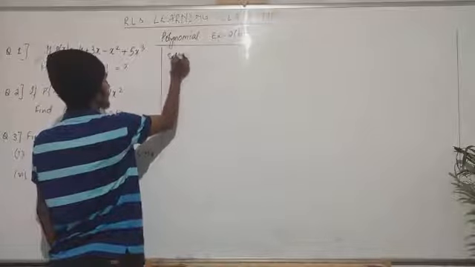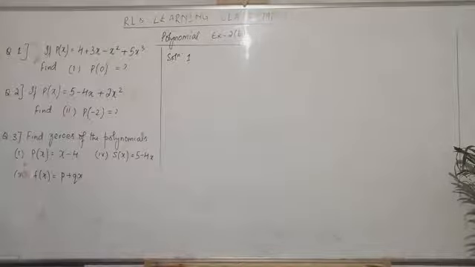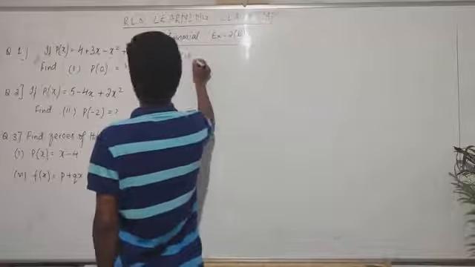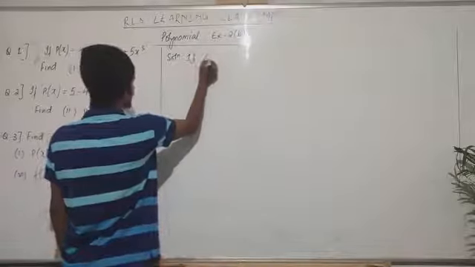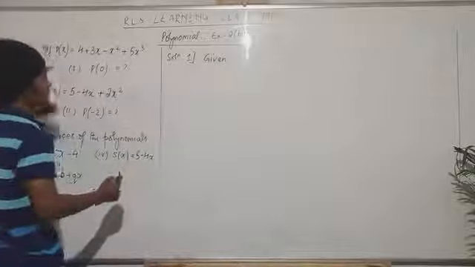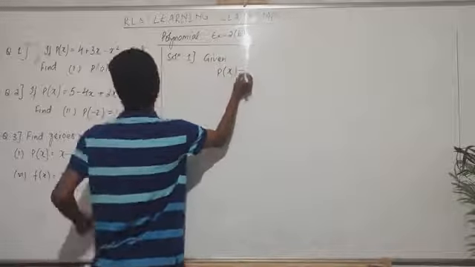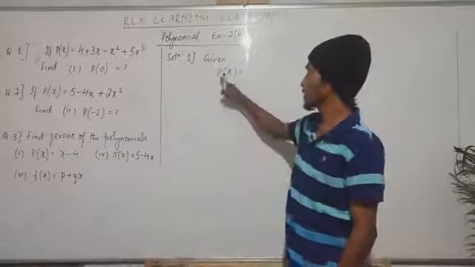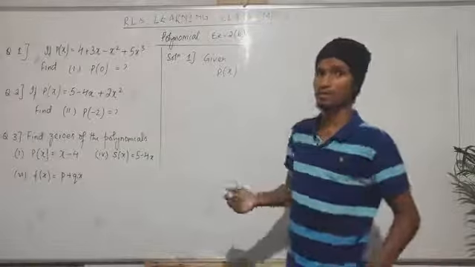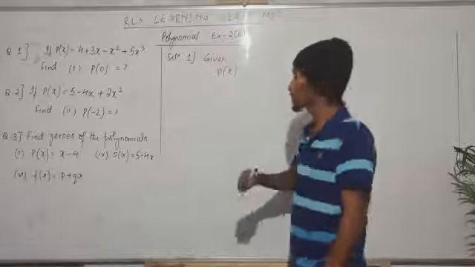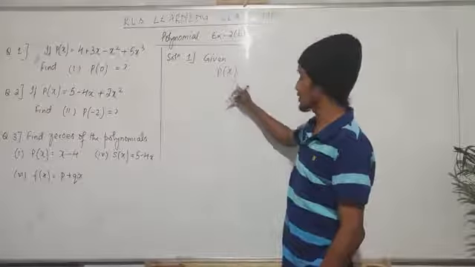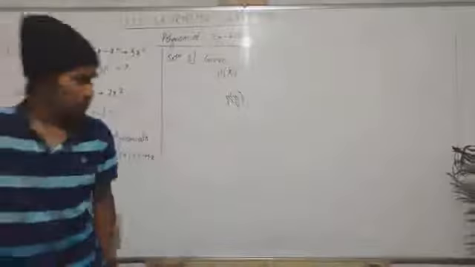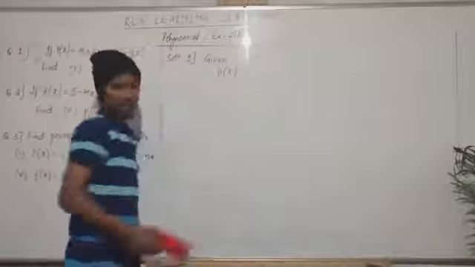Solution, number 1. Given P of x. This P of x means polynomial, a polynomial of variable x. P stands for polynomial. Sometimes they denote it with Q, sometimes with P. It doesn't matter which one you use. But this is a polynomial of variable x, or if they put P of y, then it is a polynomial of variable y. And here, a polynomial of variable x.